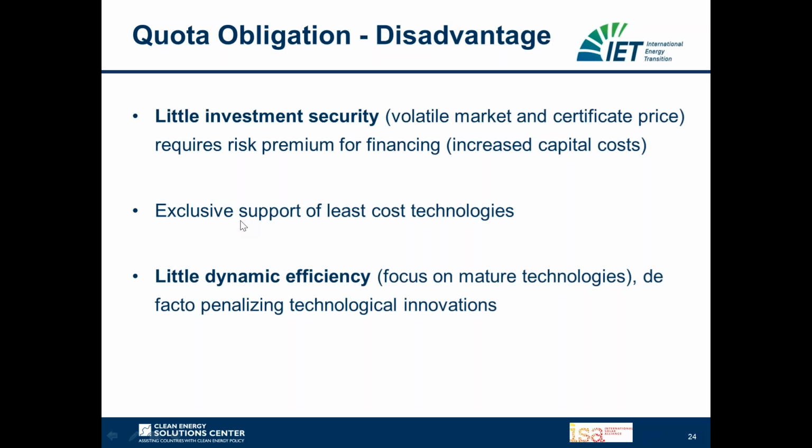Another disadvantage is that you normally just support least cost technologies because most of the certificate trading mechanisms have been technology neutral. However, as mentioned before, this can also be changed. And another frequently put forward criticism of quota-based mechanisms is a little dynamic efficiency, that you only focus on the most mature technologies, which is no longer such a big problem for solar PV because solar PV has developed into one of the least cost technologies.